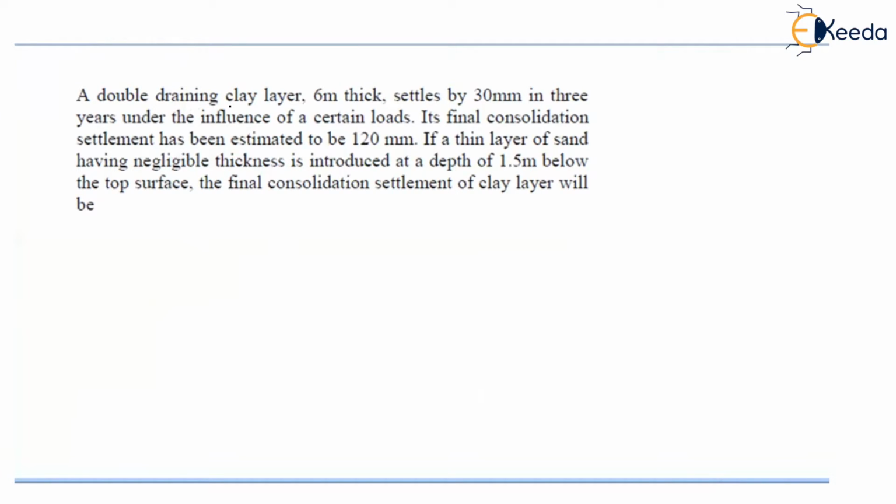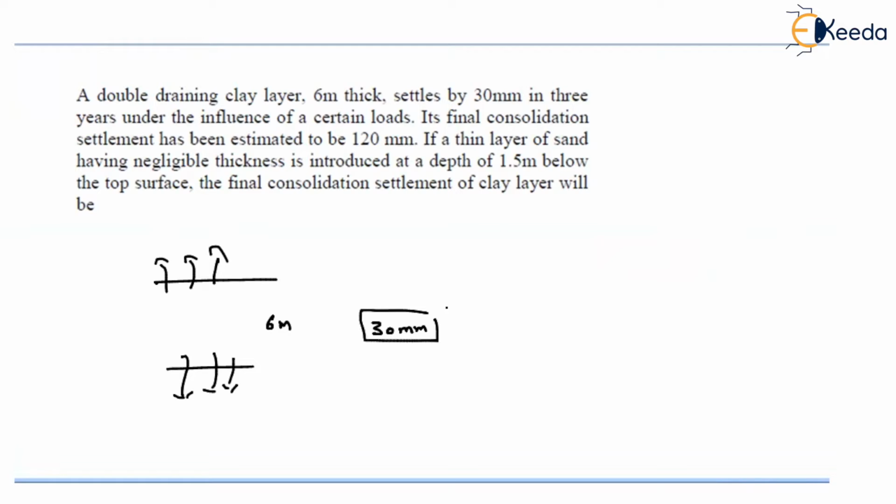A double draining clay layer 6 meter thick. That means there is a clay layer and the drainage is two-way here. Why? Because they are saying it is a double drainage and it is having a thickness of 6 meter. Settles by 30 mm. So the settlement we can express as 30 mm. And what about the time? So for 30 mm settlement, it took 3 years.